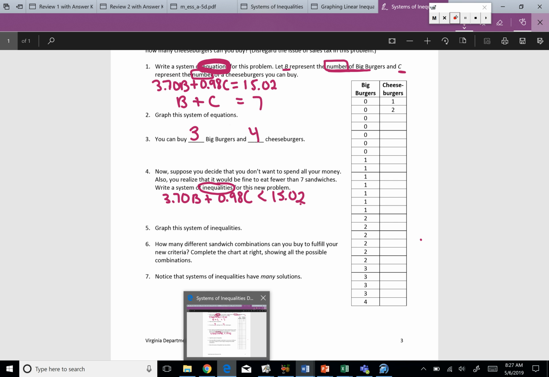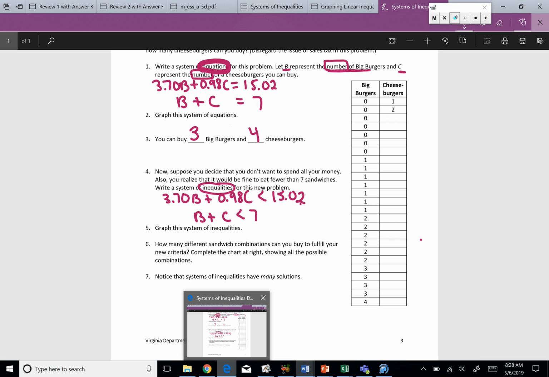Then our sandwich question. It says you'd be fine if you ate fewer than 7 sandwiches. So are we going to open towards the B's and C's or open towards the 7? Towards the 7, because the 7 is the most I want to go. And does it say we still want to eat 7 sandwiches? No, we want to be fewer. So we're going to leave that equal to off there.